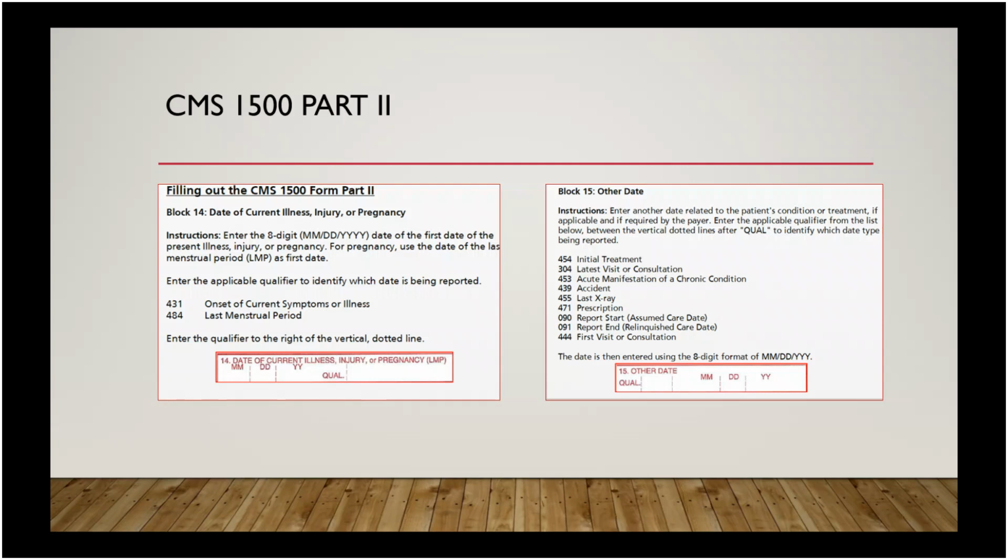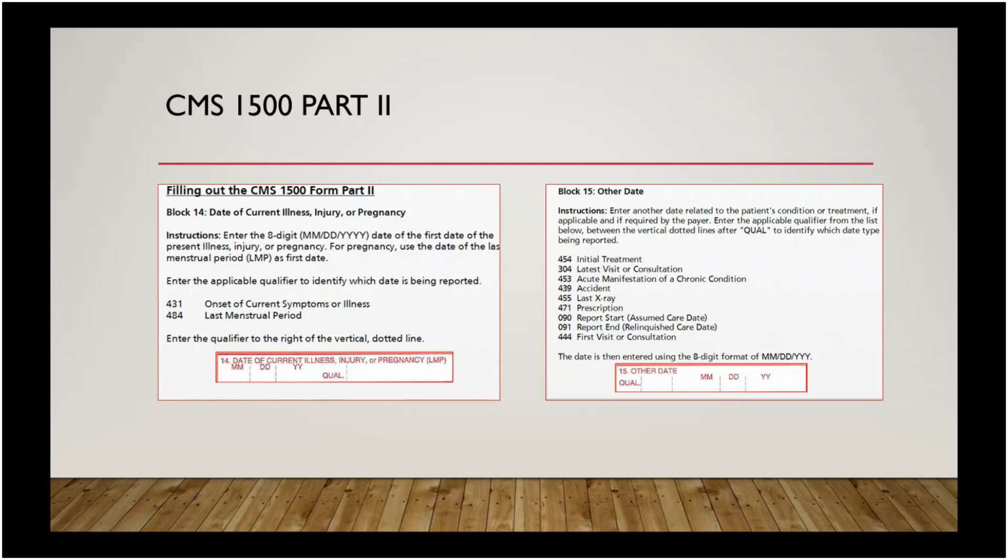So again, on this particular one, you have a couple of qualifiers. There's other qualifiers available, but the two that are most used are the onset of current symptoms or illness, or last menstrual period. We want last menstrual period, especially if the patient is pregnant. We want onset of current symptoms or illness if they're just being seen today. Again, make sure you put the full date in, the date of illness, and then the qualifier would be on the other side of that dotted line.